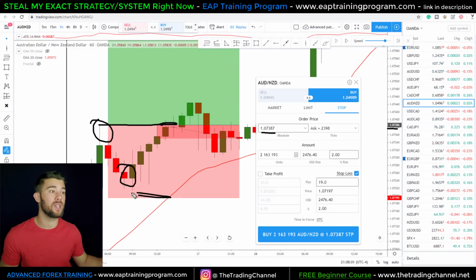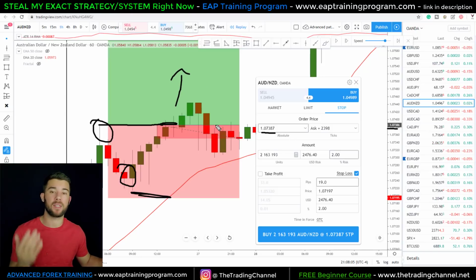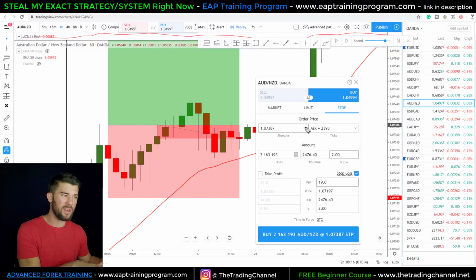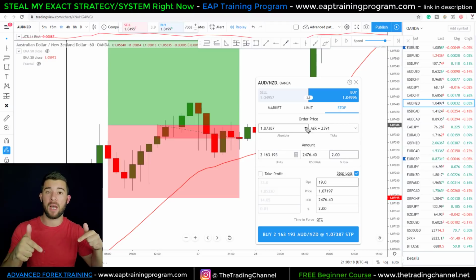I want my stop loss to be down here where the red zone is, and I could put in the target as well using this little order form. That's a buy stop order, and you would use that for a buy trade using a strategy like this. You would use a sell stop order in the bearish direction for a sell trade using a strategy like the 2020 strategy.